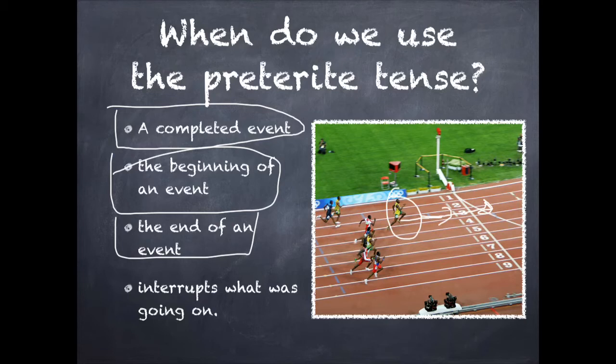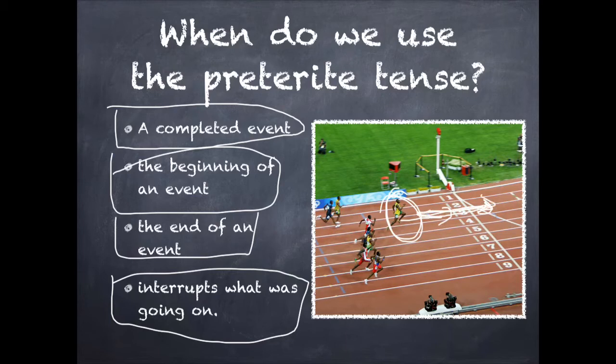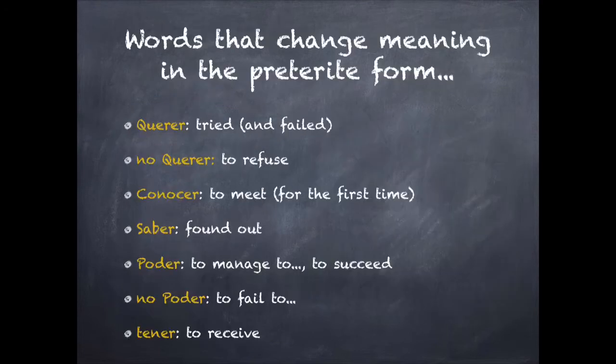Now, what usually happens is the preterite interrupts what was going on. For example, this man was running, and he was running really, really fast when this camera jumped out and tripped him. When he was running, that's imperfect tense, because it tells you what was going on. It's setting the stage. It lets you know what he was doing beforehand, before this camera jumped out. I think that's a camera. Jumped out and tripped him. There are some words that change meaning in the preterite form.